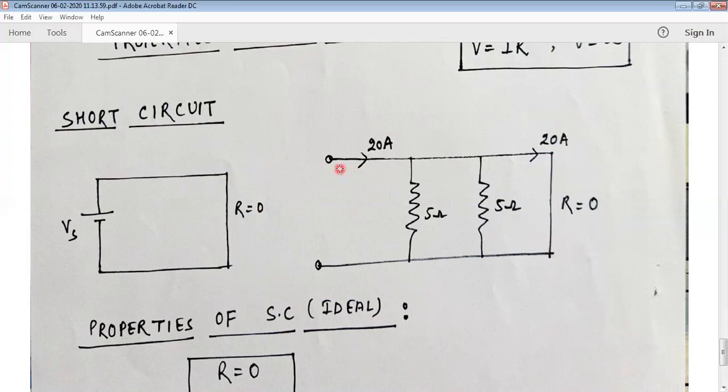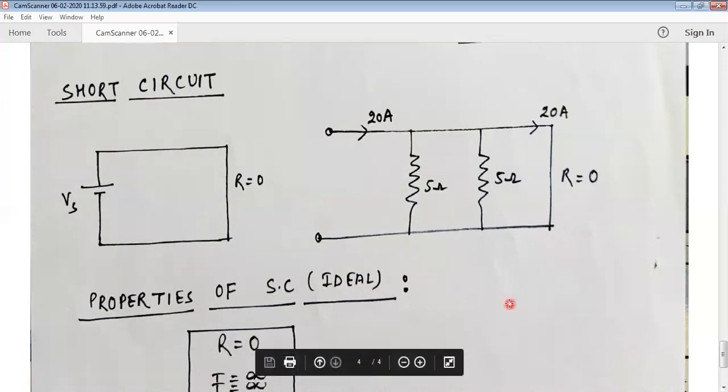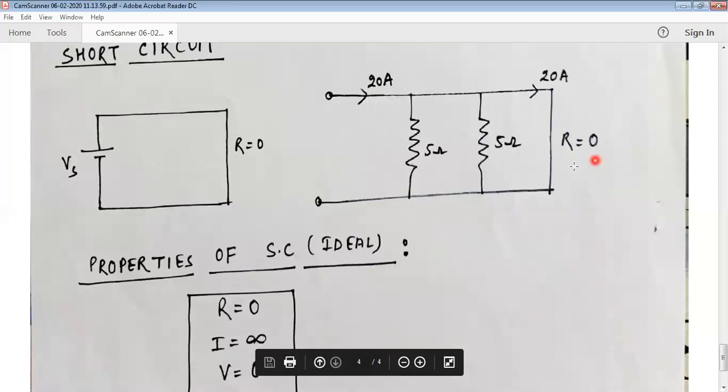So always current follows the low resistance path. So current will not flow through these two 5 ohm resistors, because here resistance is 0, here resistance is 5. So the current will follow the low resistance path, and all the current, whatever is coming, will flow through this ideal conductor. So properties of short circuit ideally means your resistance at that short circuit point will be 0. If resistance is 0 ideally, then current will be infinite and voltage will be 0.